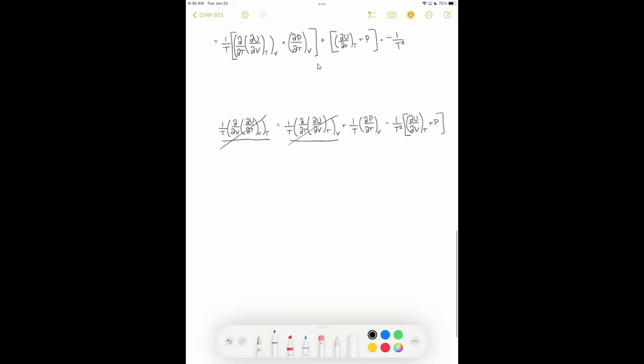And so in that case, we end up with 0 is equal to 1 over T times the partial derivative of pressure with respect to temperature at constant volume, minus 1 over T squared times (the partial derivative of internal energy with respect to volume at constant temperature plus P). So we can do some rearranging here. I will multiply both sides by T squared and add this term over. If I do that, I end up with the following. The change in internal energy with respect to volume at constant temperature plus P is equal to T times dP/dT at constant V. And this is almost in a form that we recognize.